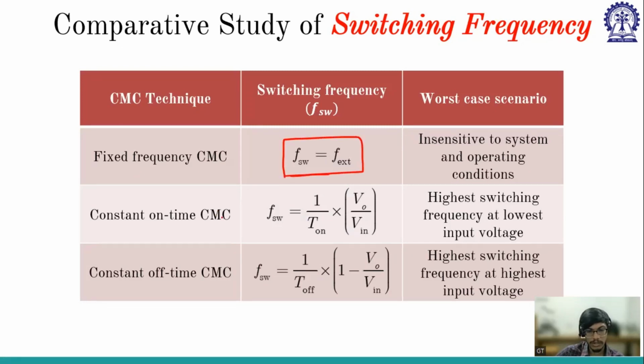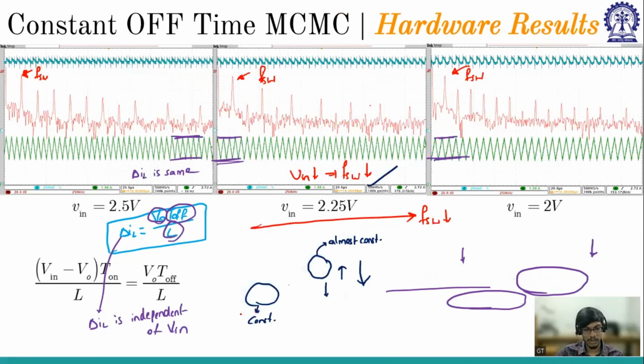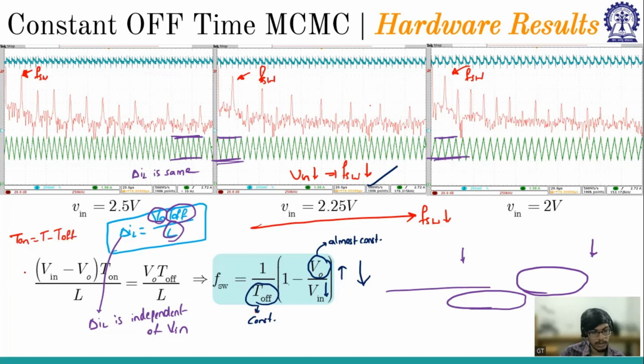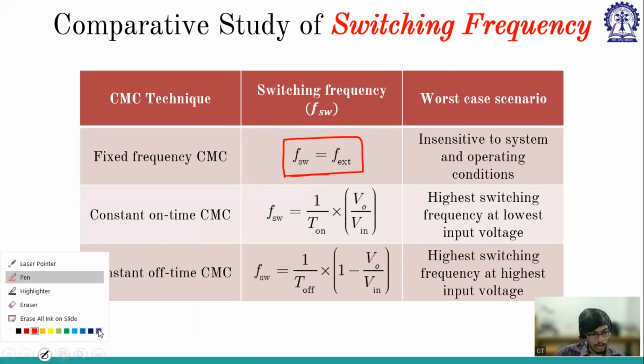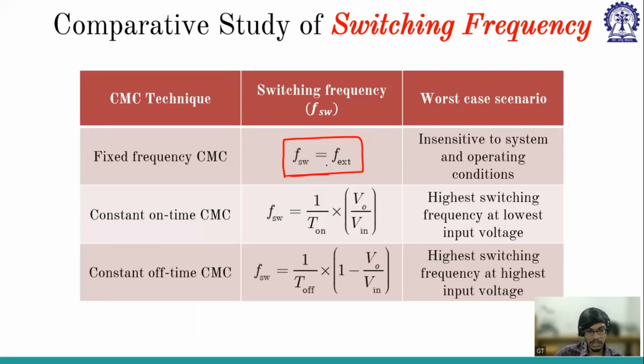Sir, in the previous slide, how did you derive Fsw? Could you please repeat it once? So this is just like T on, you can write it as T minus T off, right? Yes. Now you substitute this in the equation, then you'll get this expression. So just give it a try. Okay, sir. Thank you. This should give that expression.